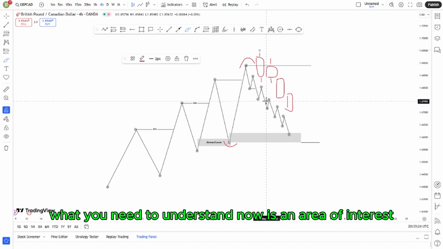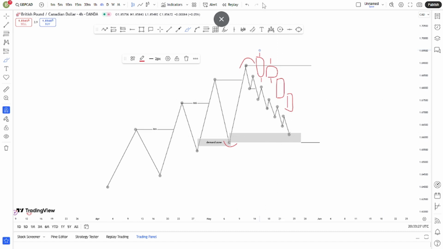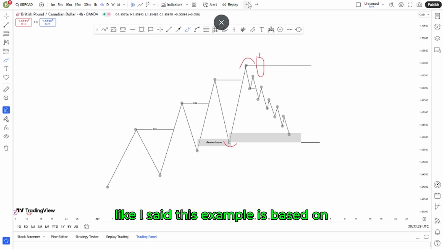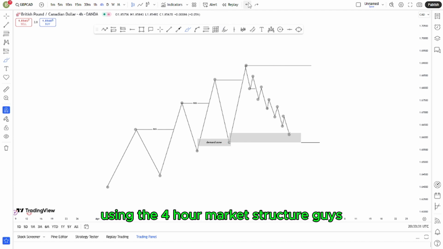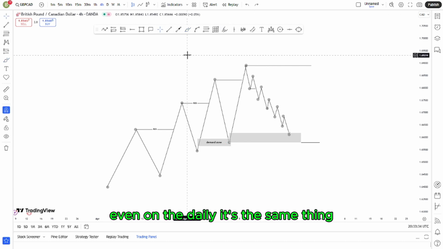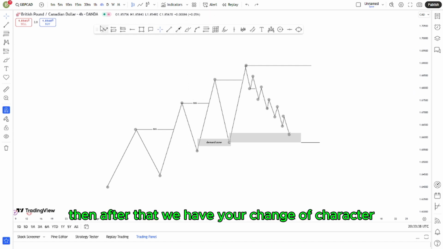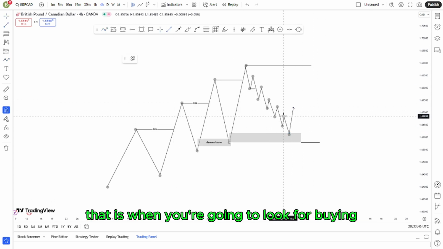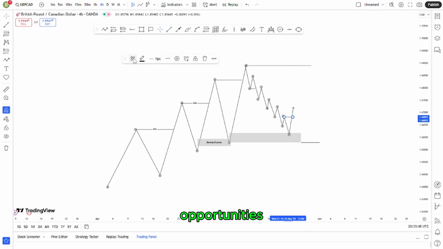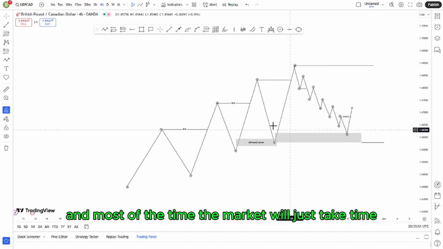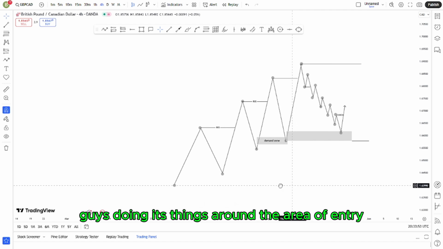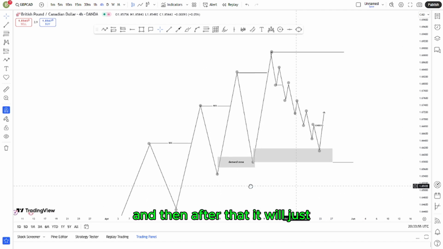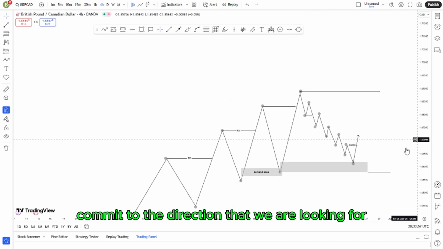What you need to understand now is an area of interest, then switch over to the lower time frame. Like I said, this example is based on using the 4-hour market structure, guys. Even on the daily, it's the same thing. You're just looking for the same thing. Then after that, we have your change of character or a market structure shift. And then after having that market structure shift, that is when you're going to look for buying opportunities. And most of the time, the market will just take time, guys, doing its things around the area of entry, and then after that it will just commit to the direction that we are looking for.